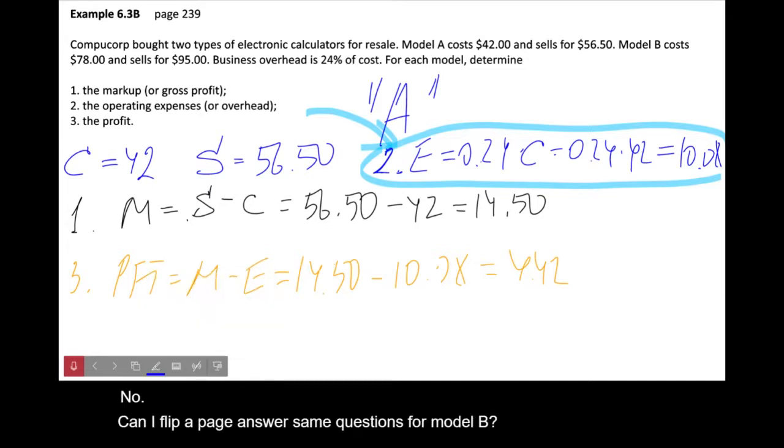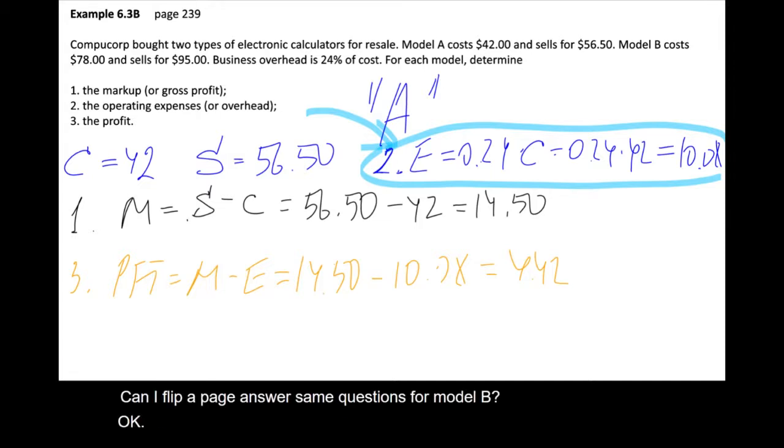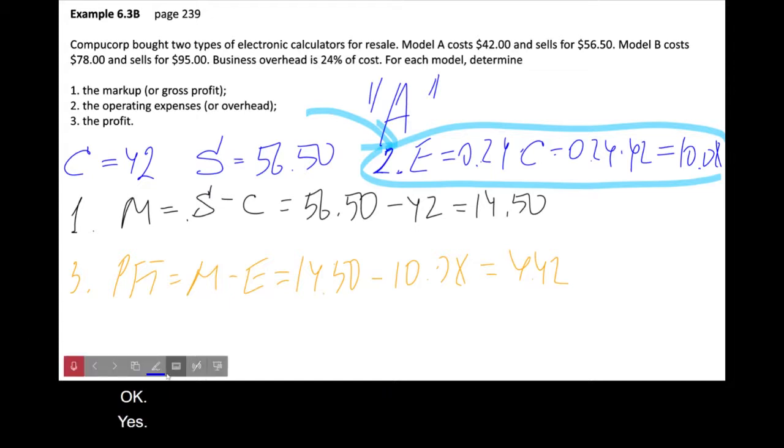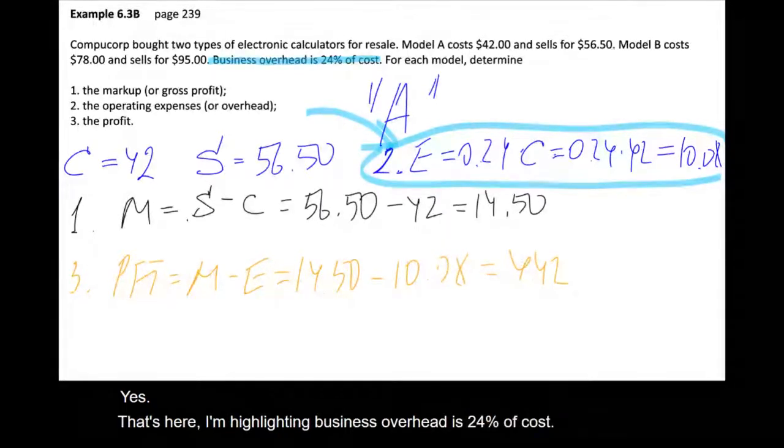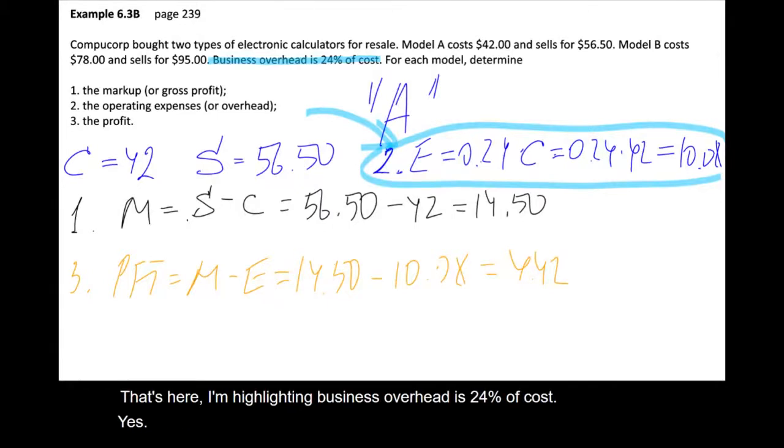No, I also have a question for number 2. You put E equals 0.24 times C, right? Yes. So 0.24, what would that be? How do you write this equation? Here I'm highlighting: business overhead is 24% of cost. Oh, okay, 24% of the cost. So you have to put that in. Okay, I see. Any other questions?